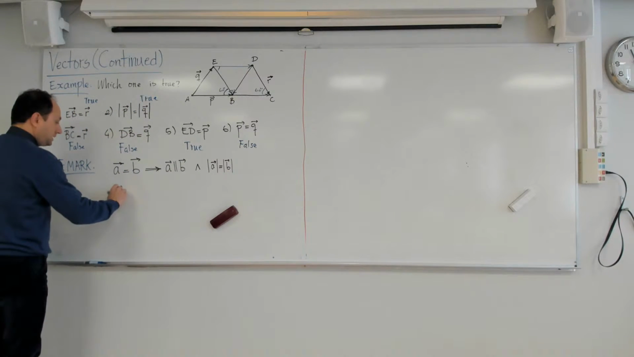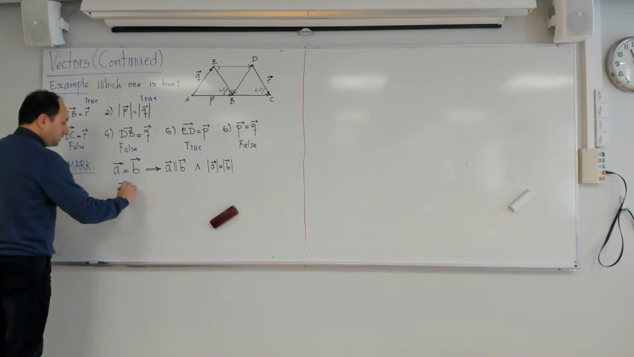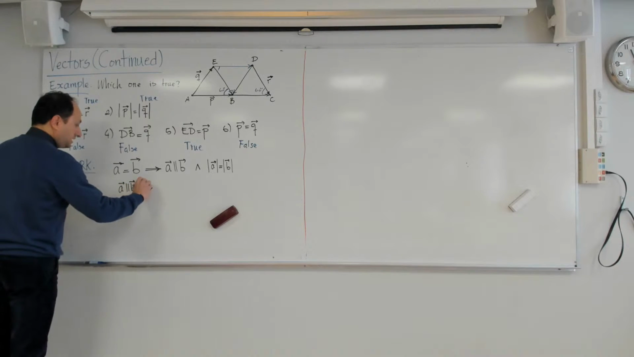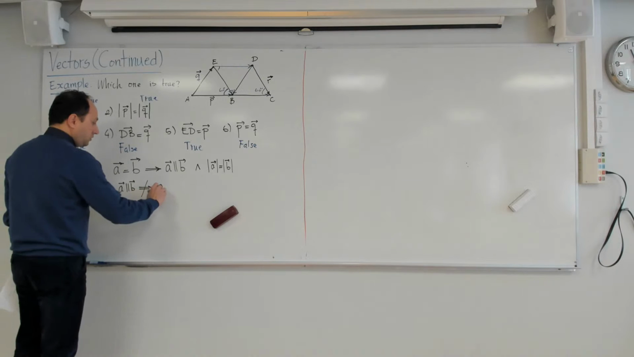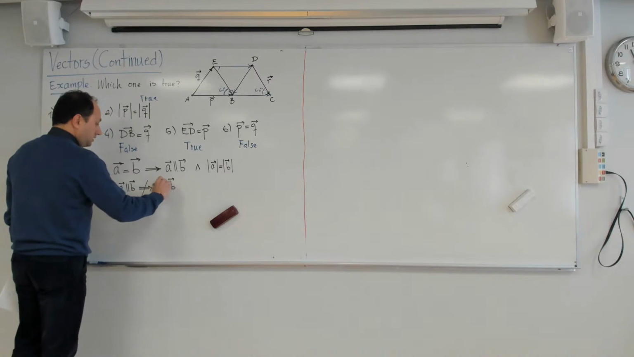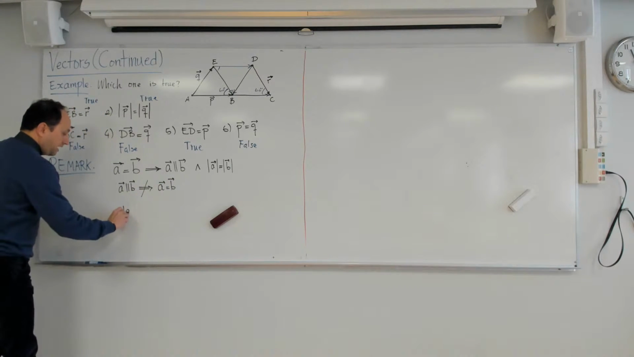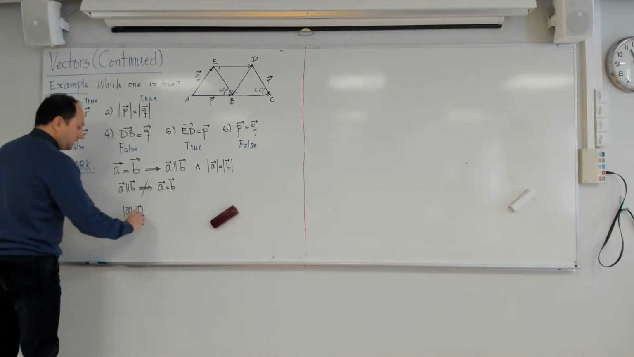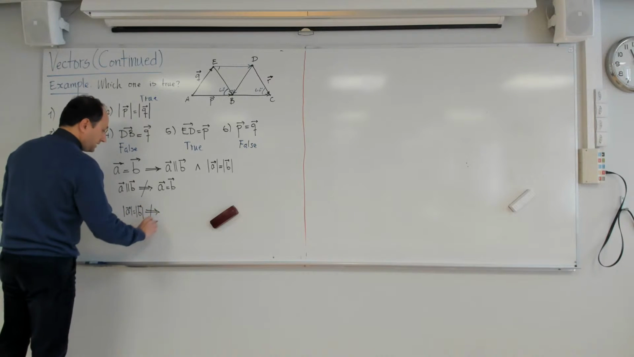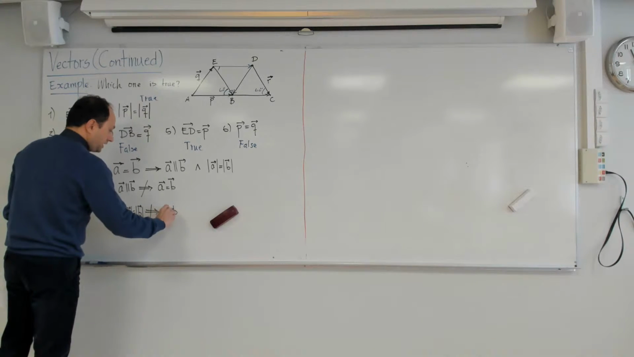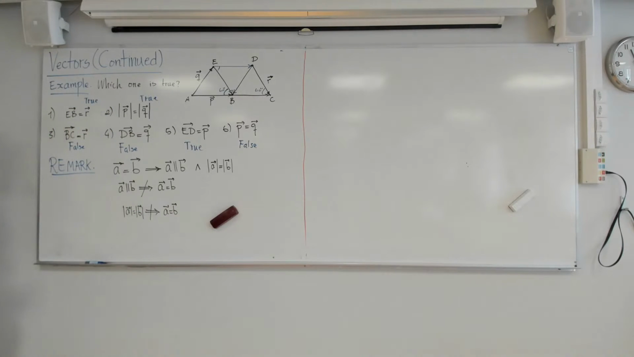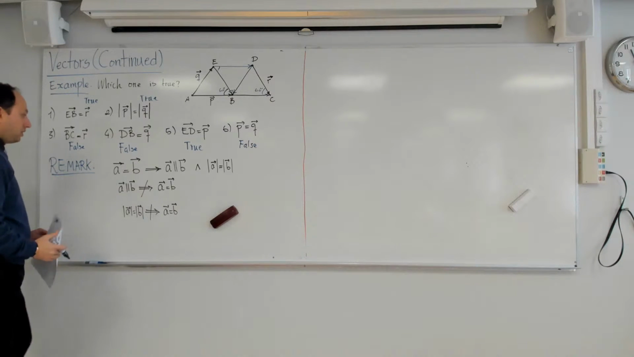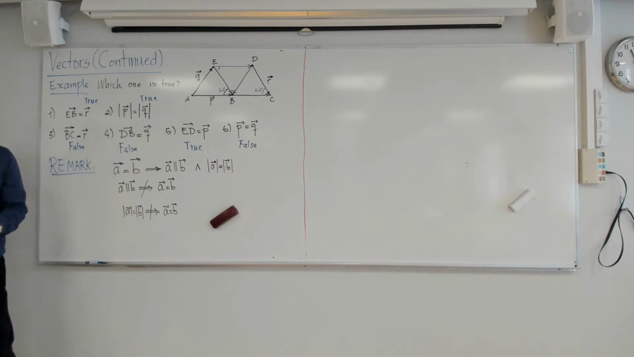If someone tells me that two vectors are parallel, there is no guarantee that A is equal to B. If someone tells me that the length or the magnitude of vector A is equal to the magnitude of vector B, there is no guarantee that vector A is equal to vector B. So you need to differentiate between the size of a vector and the vector itself. Size is one single property of a vector. Okay?